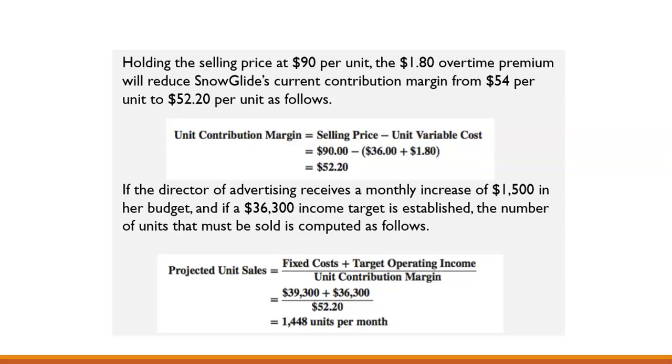So in order to justify the fact that this increase of $1,500 is going to increase our sales by 500 boards a month, he believes that's going to increase the amount of overtime we have to pay employees in order to meet that production. So in order to still meet that amount of operating income, the plant manager projects that we would actually have to sell 1,448 units per month in order to meet the projected income of $36,300.